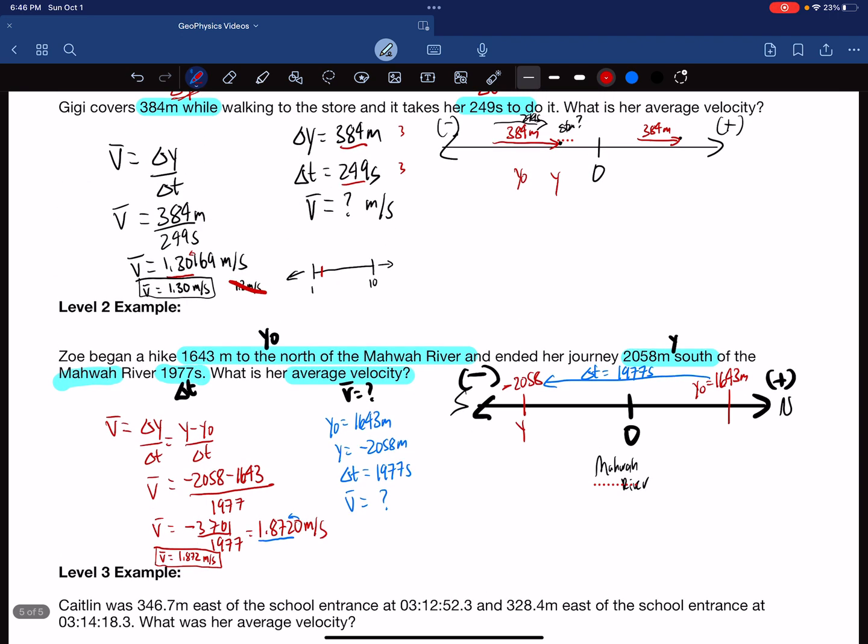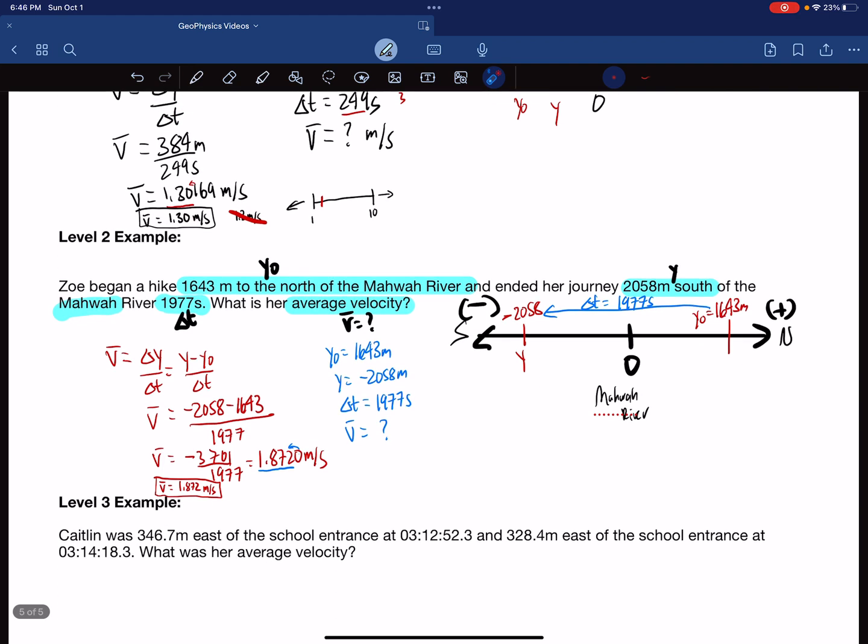Now, comparing the two, you'll notice in the level 1 example, we were given delta Y and delta T, and we found the average velocity. In the level 2 example, we were given the delta T, but we had to find the delta Y. So it was one step more difficult.